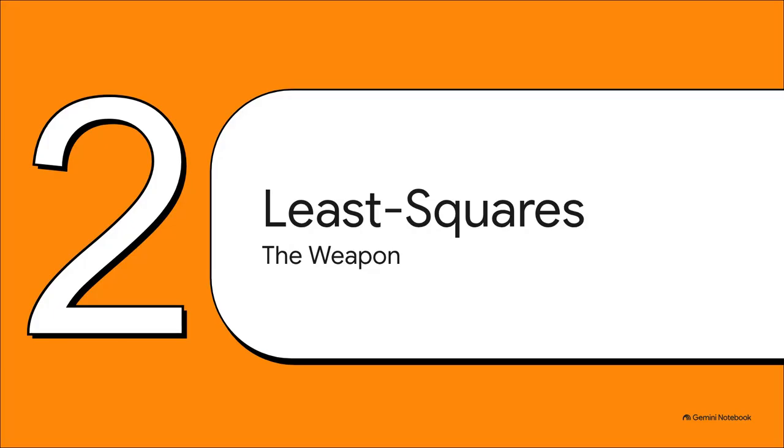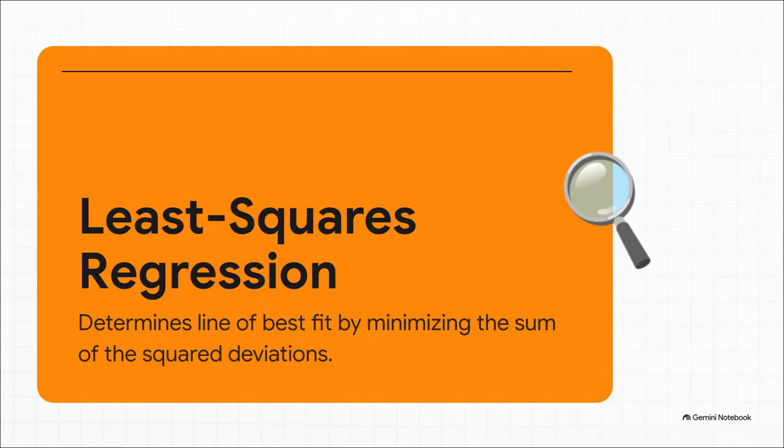Section 2. Least-Squares Regression mechanics. The weapon. The Least-Squares Regression method. Look, board examiners absolutely obsess over testing this exact phrasing, so let's break it down. It's a statistical technique that mathematically determines a line of best fit. But how? By minimizing the sum of the squared deviations between the line and the actual data points. Seriously, burn that exact phrase into your brain right now. Minimizing the sum of squared deviations. That is your golden ticket to identifying this method on a tricky multiple choice question.